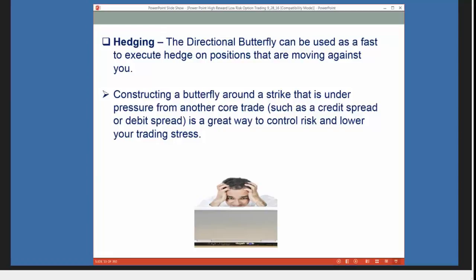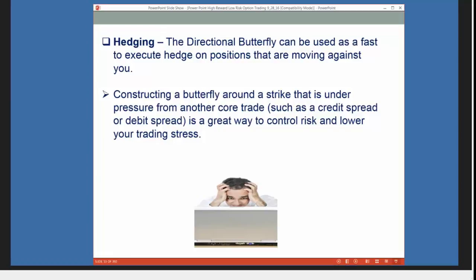So the directional butterfly can be used as a fast-to-execute hedge on positions that are moving fast or against you quickly. So you can set these up as a hedge really quick if you know how to construct it. So constructing a butterfly, say, around a strike that's under pressure from another core trade that you put on, such as a short credit spread set up, or a debit spread that's being threatened as far as the strike prices and everything.